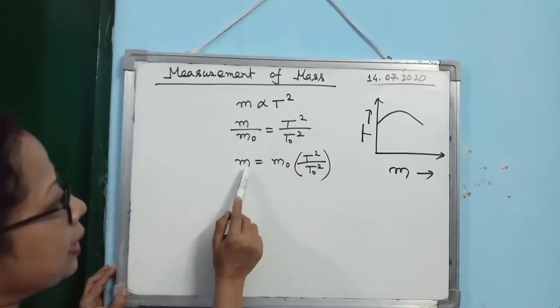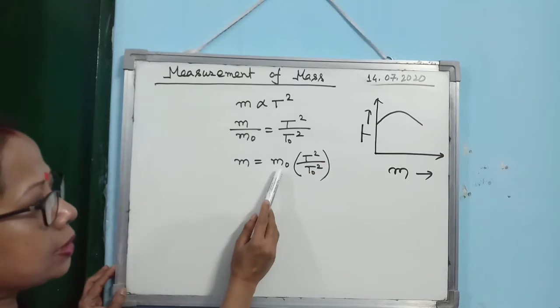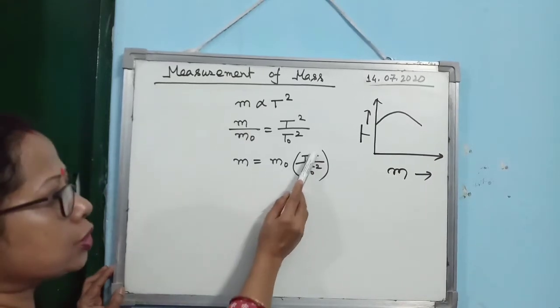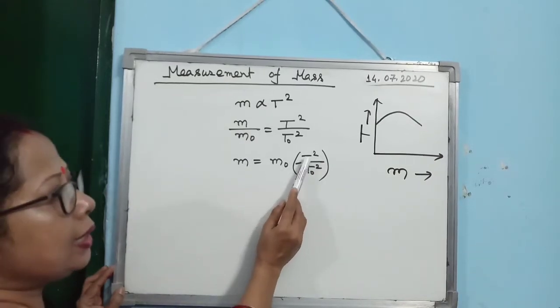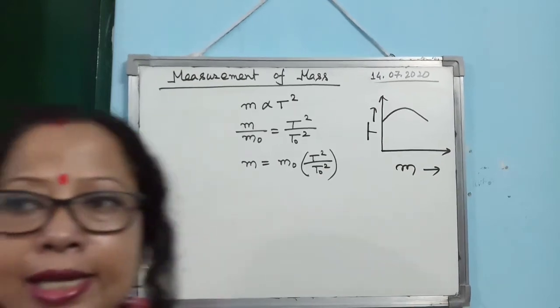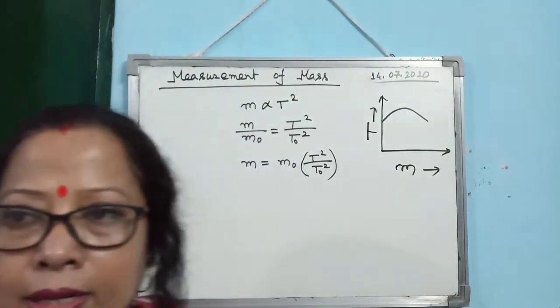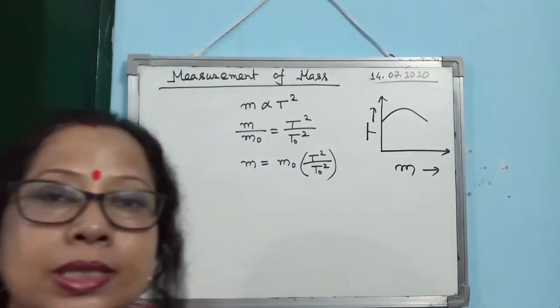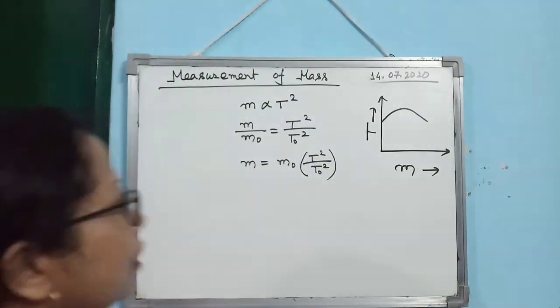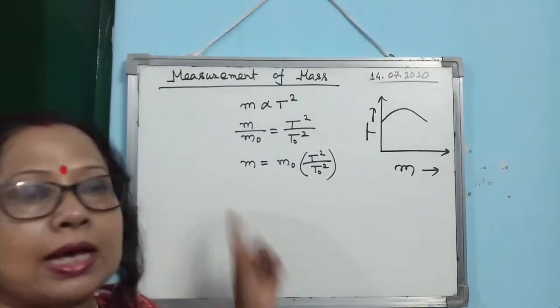So what will be the unknown mass? Unknown mass is equal to known mass into T square by T naught square. Here T and T naught you can measure experimentally. So you see, by using the inertial balance, one can find out the inertial mass of a body.